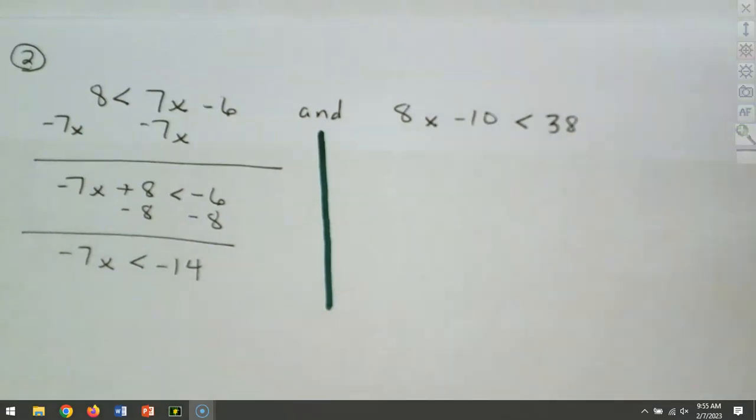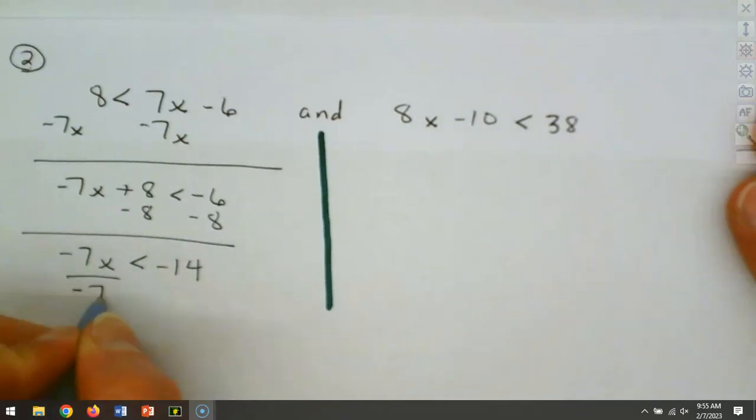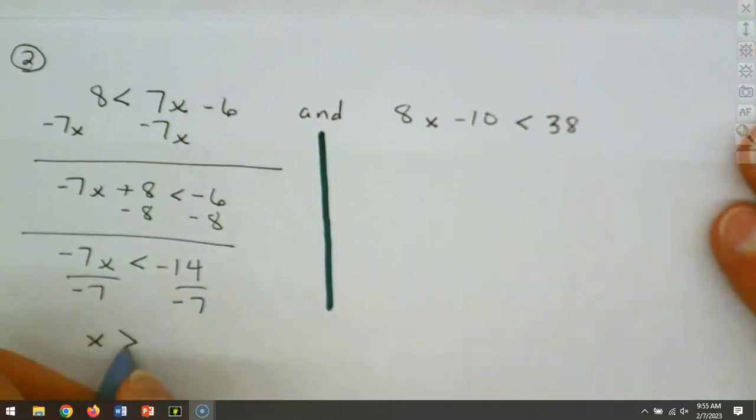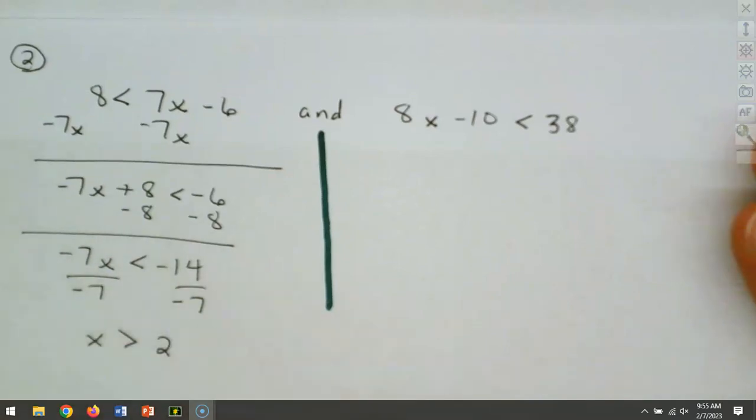Now, what do we know? When we divide by the negative 7, well, what is that going to do to my inequality symbol? We divided by a negative 7, so that makes the inequality symbol flip. And negative over negative makes it a positive 2. So there's that piece.